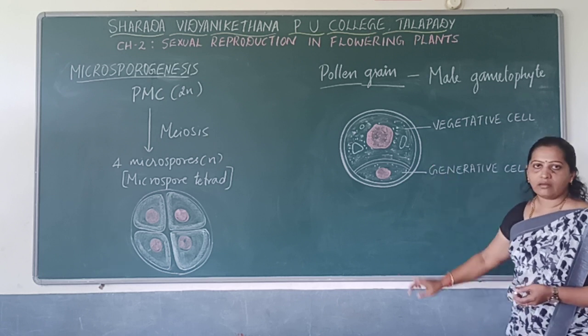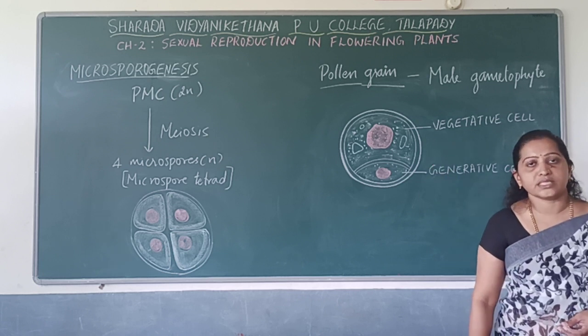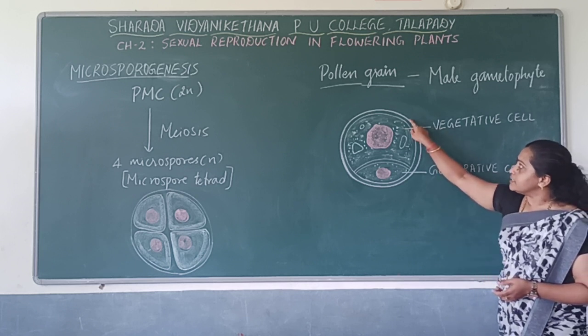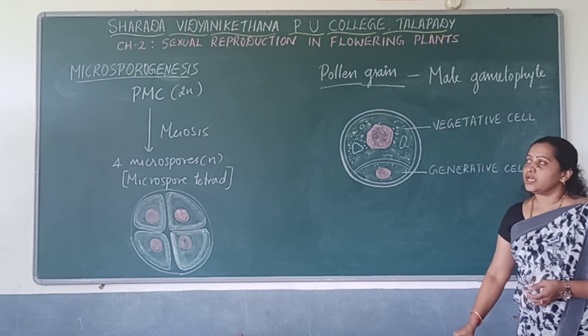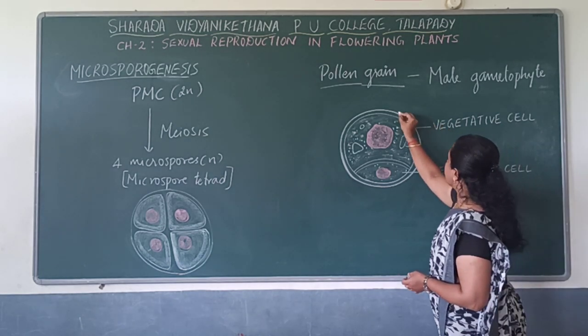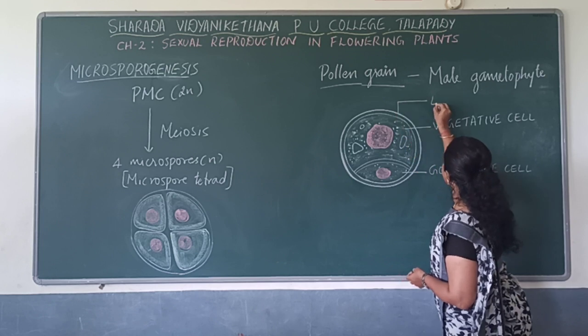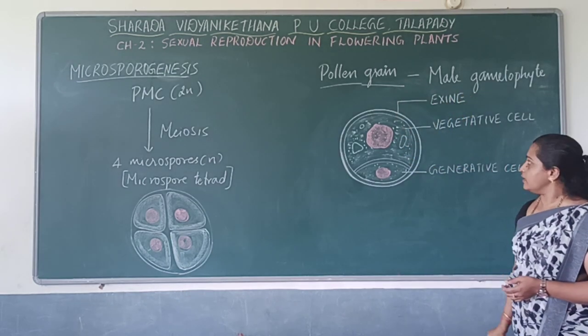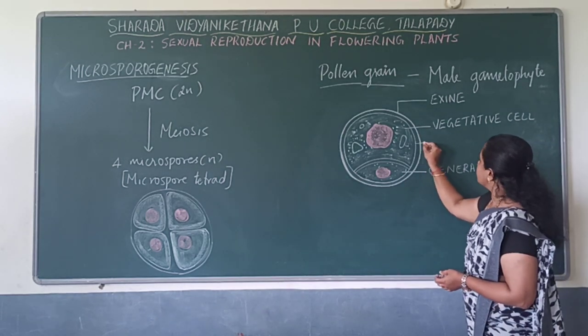The mature pollen grain is made up of two wall layers. They are exine and intine. The outermost wall layer of the pollen grain is called exine, and the inner wall layer of the pollen grain is called intine.